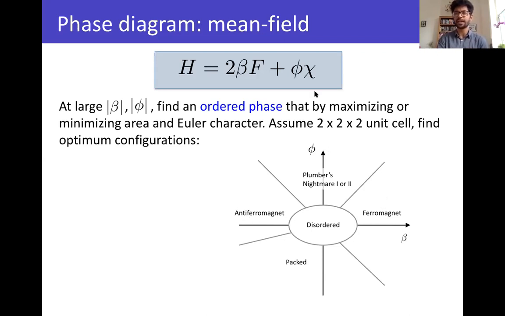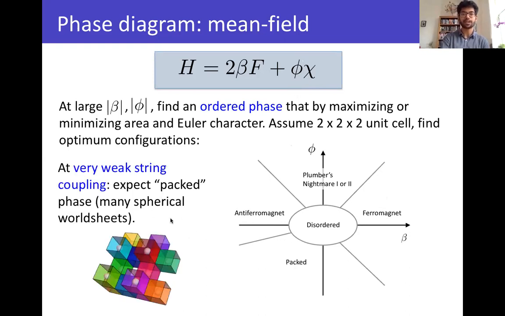Let's now think about very weak string coupling, in other words, phi goes to negative infinity. As Kevin anticipated, what happens there is it wants to dominate the system with spherical domain walls. But what that really means is it wants to fill space with as many spherical domain walls as possible, and you end up with something we call the packed phase. The packed phase is the answer to the question, how do I fill space with as many spherical domain walls as possible? And the answer is you do it like this.